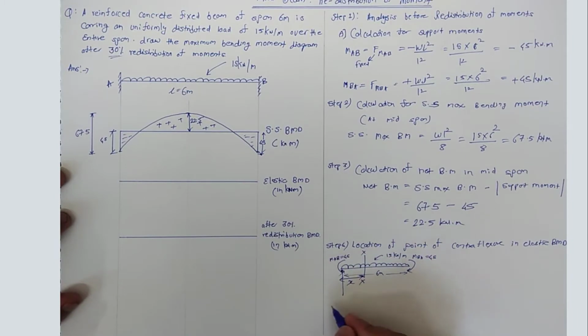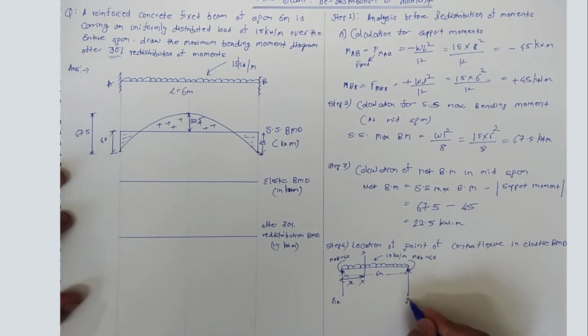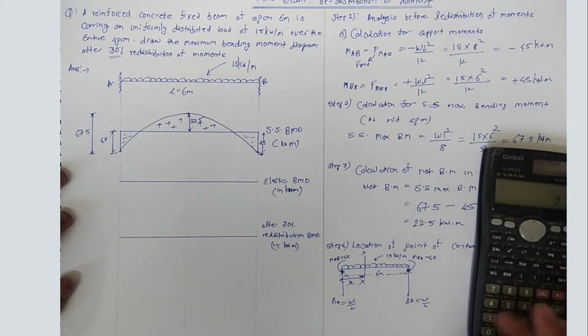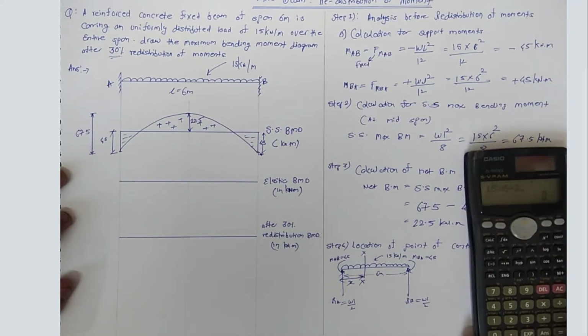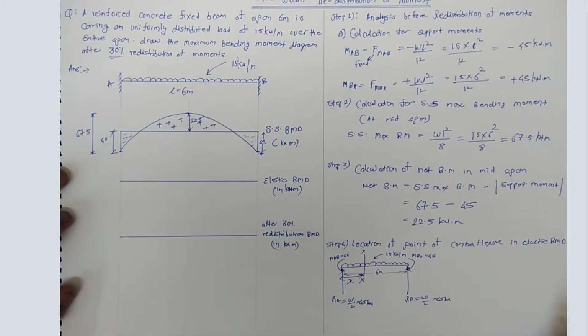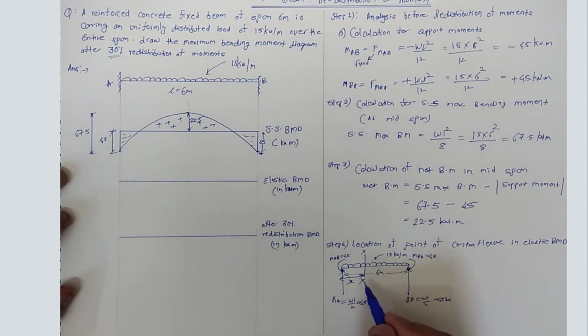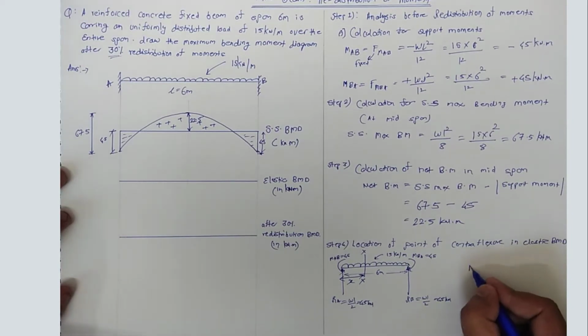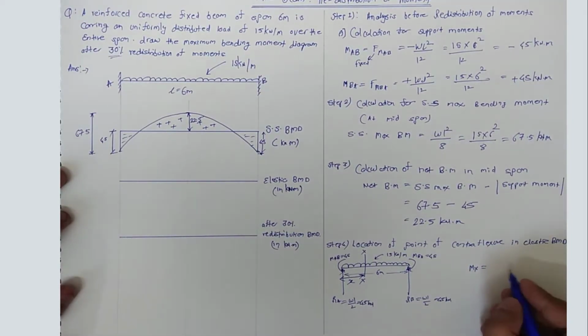Now again there will be a reaction at A and a reaction at B, and it will be WL by 2 each. What is the value of W? 15. What is 15 into 6 divided by 2? It comes out to be 45 kilonewton. Okay, so now what we'll do, we'll take moment about this section. One step I'll skip.